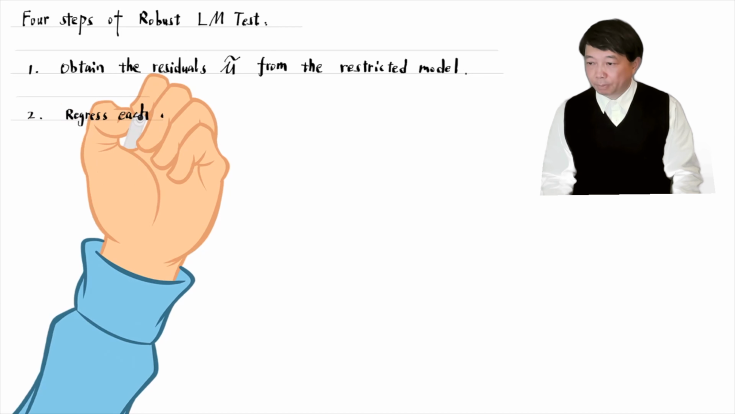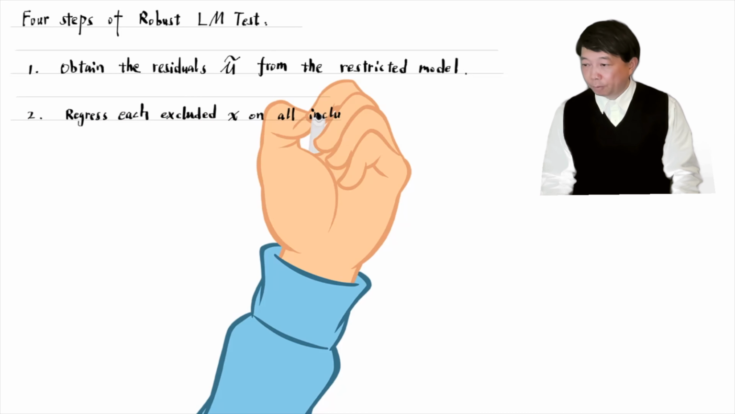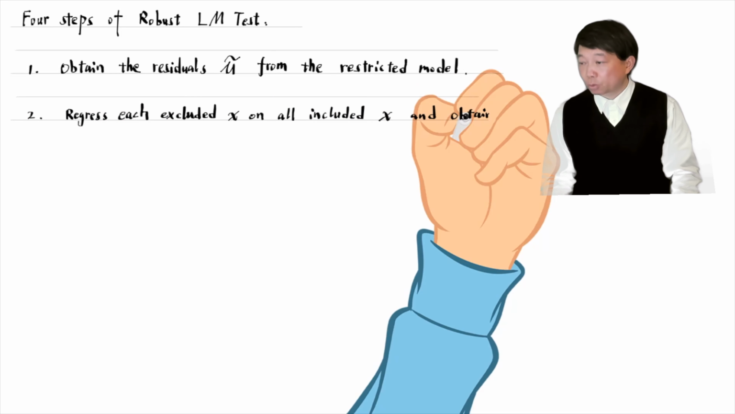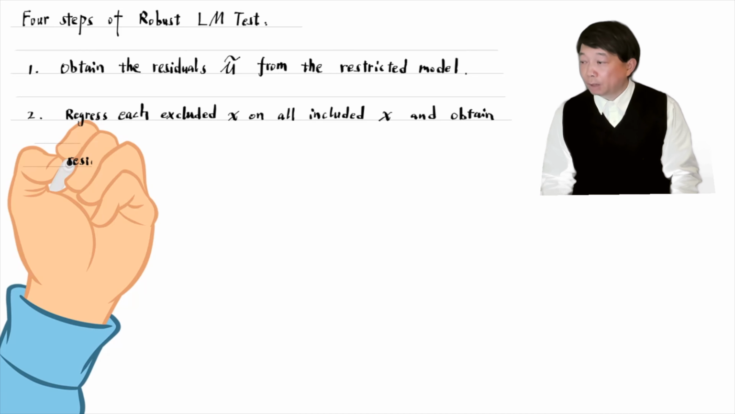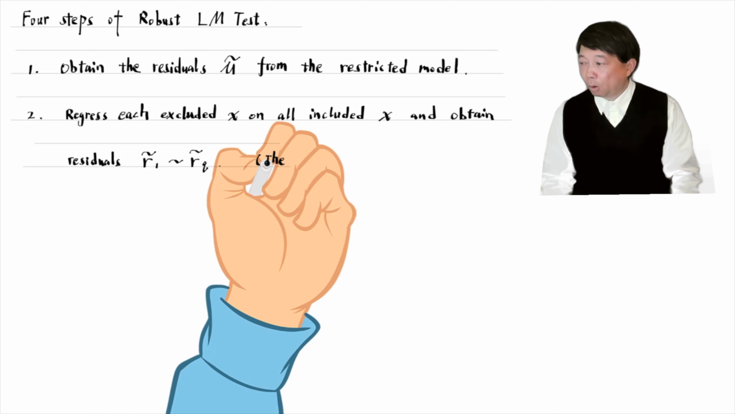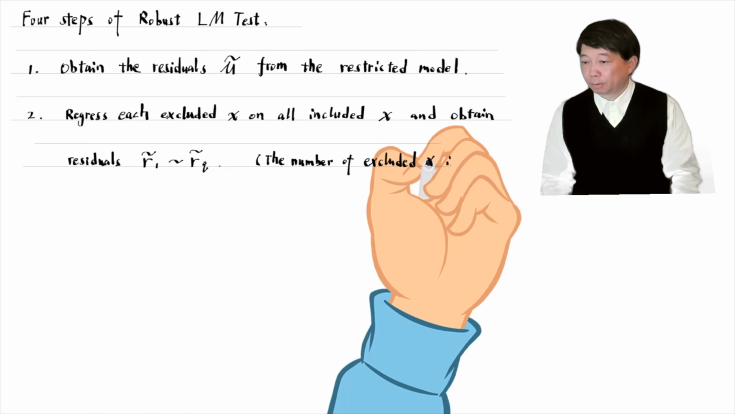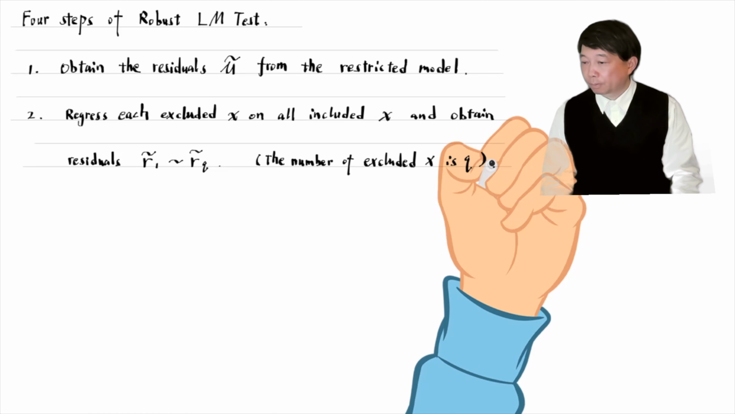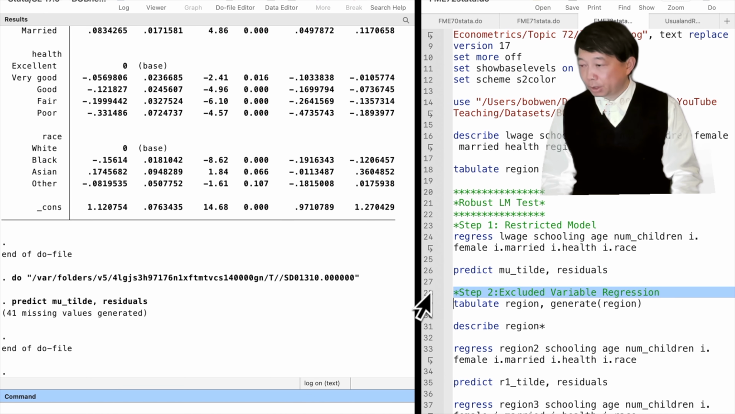In the second step, we regress each of the explanatory variables excluded from the model under the null hypothesis on all the included explanatory variables. In our example, we have 4 dummy variables that are excluded from the model under the null hypothesis. So we have 4 regressions.